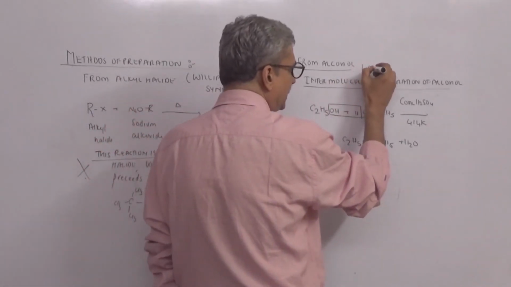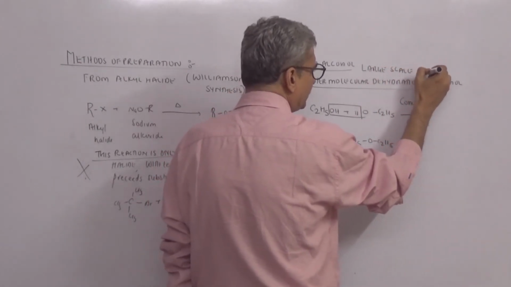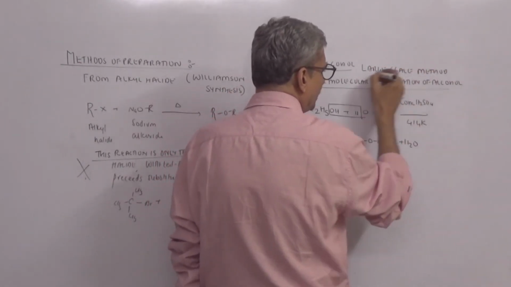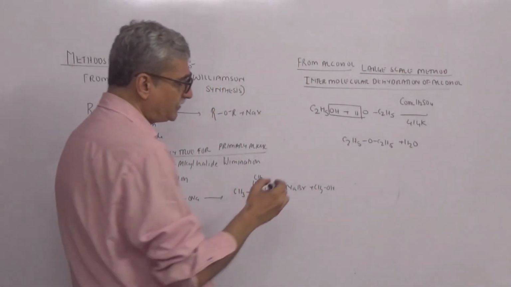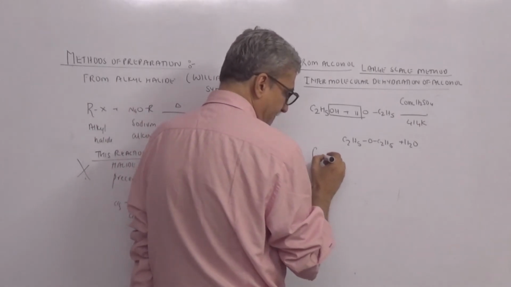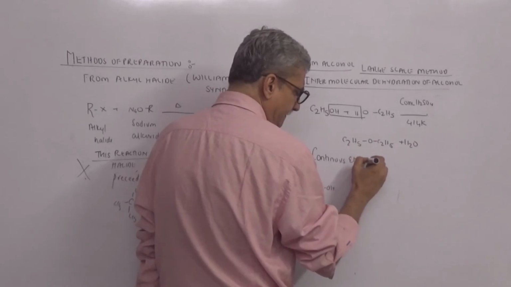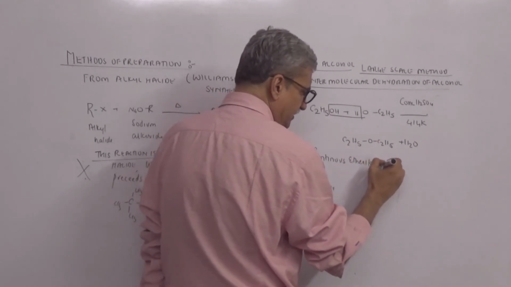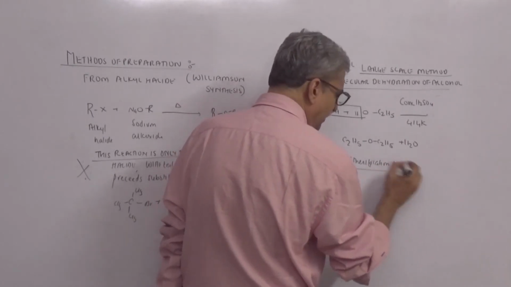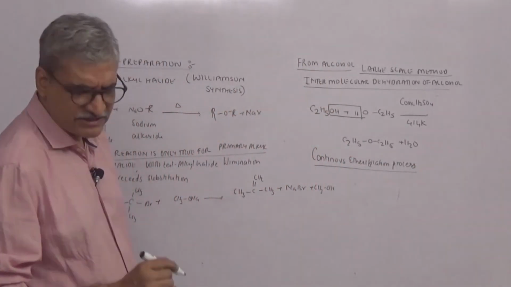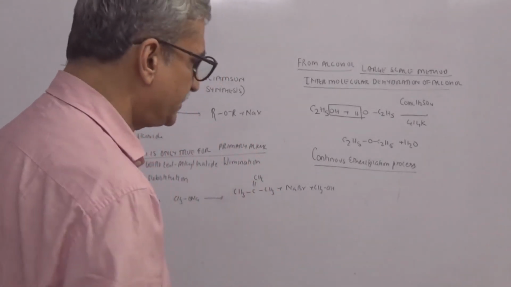This is also a large scale method of preparation, and this is also called the continuous etherification process. That is one method. And this is generally used for what? For preparing diethyl ether. Okay.